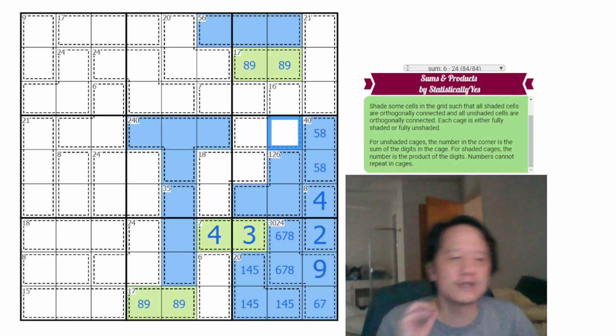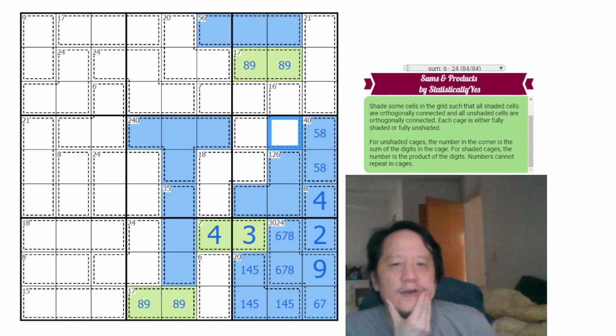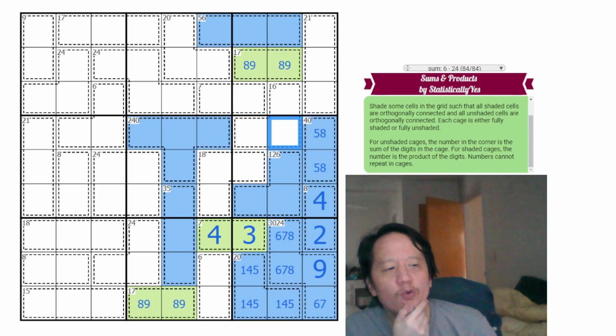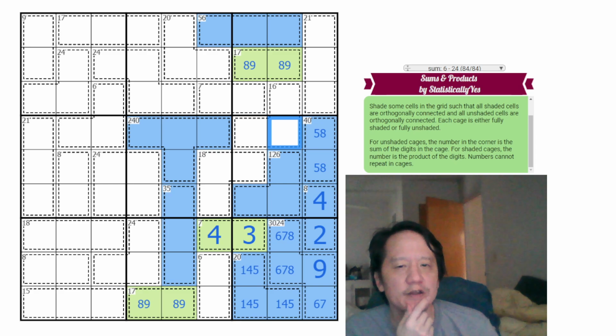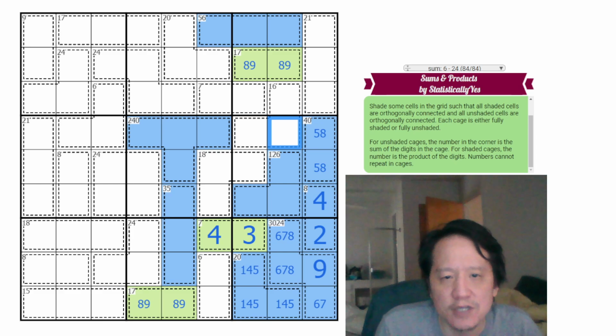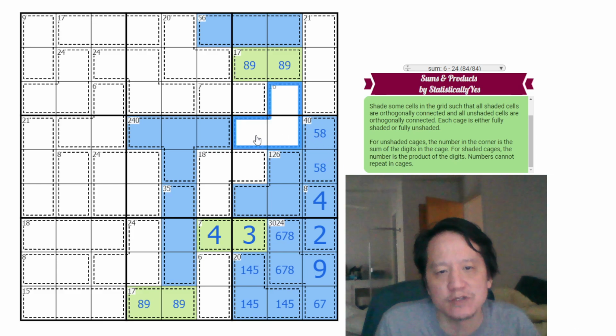16. What can 16 be? Okay. 16 can be 4 times 4. So it has to be, sorry, 1, 2, and 8. But none of them can have 8. So this cannot be a product. So this has to be a sum. And since it's a sum, it cannot be 3, 6, and 7.